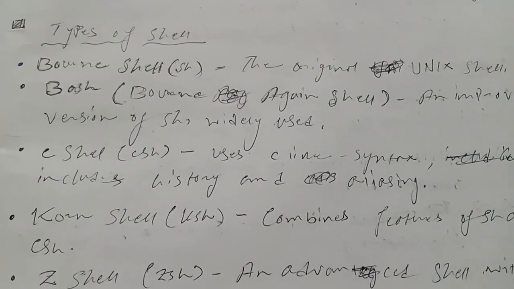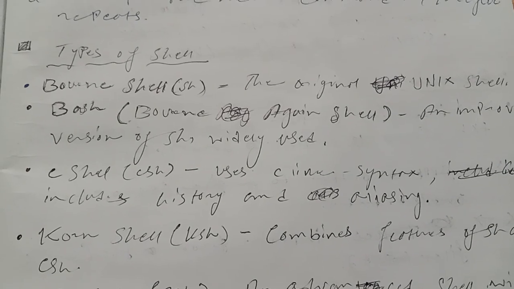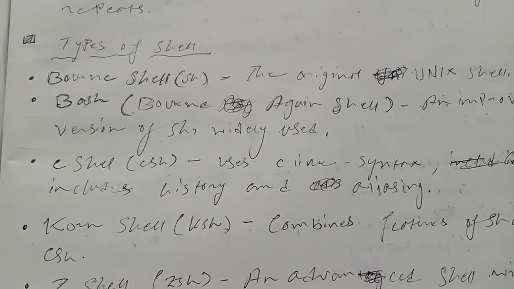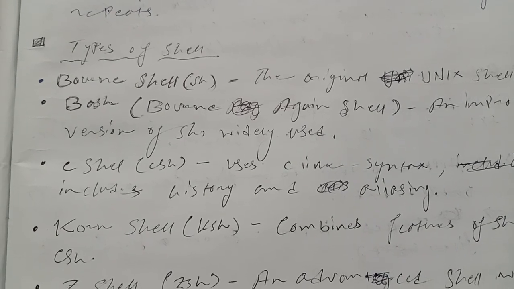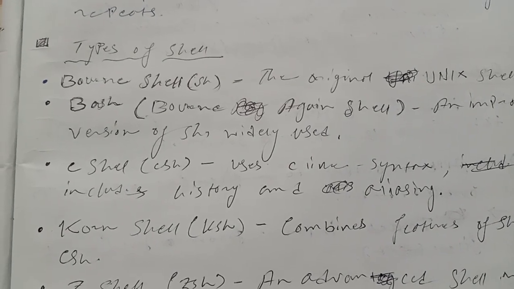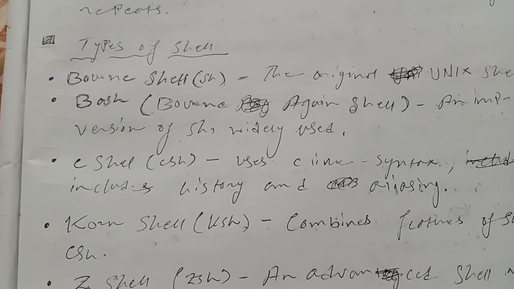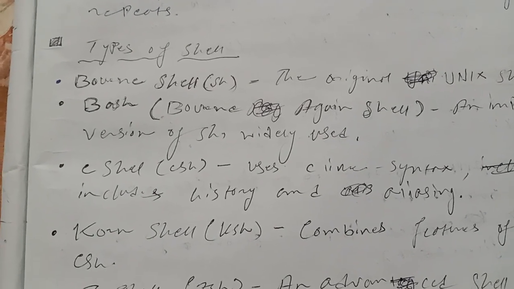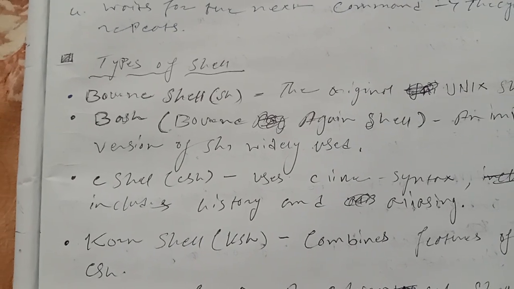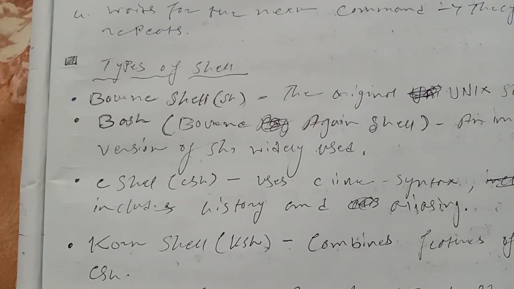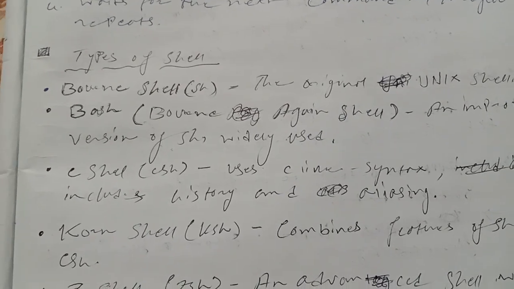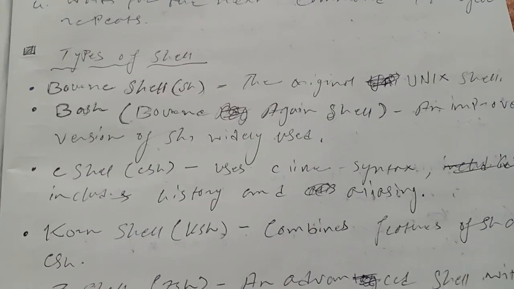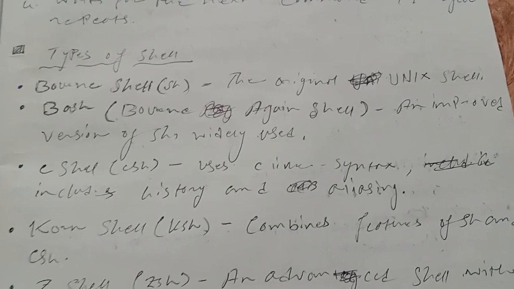Then the types of shell. How many shells are there in the market? There are mainly 5 types of shells: Bourne shell, Korn shell, C shell, Bash shell, and Z shell. Bash shell is Bourne Again shell, which means it is an improved version of the Bourne shell. So let's see first, what is the Bourne shell? The original Unix shell is also known as Bourne shell.